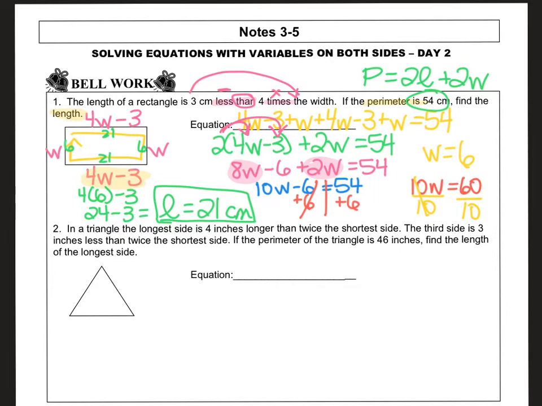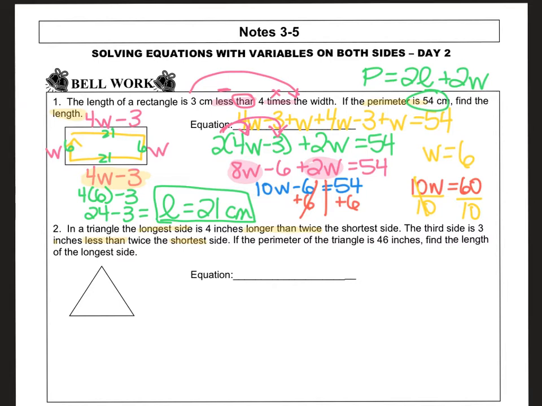In a triangle, the longest side is 4 inches longer than twice the shortest side. The third side is 3 inches less than twice the shortest side. If the perimeter of the triangle is 46 inches, find the length of the longest side.